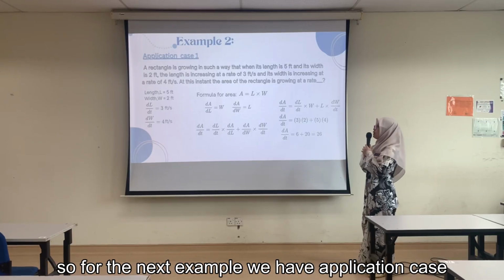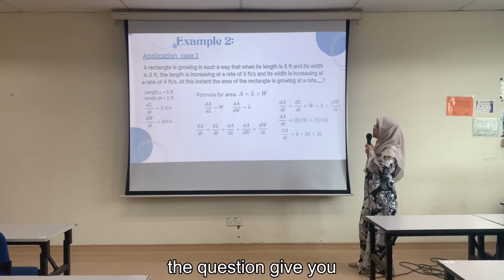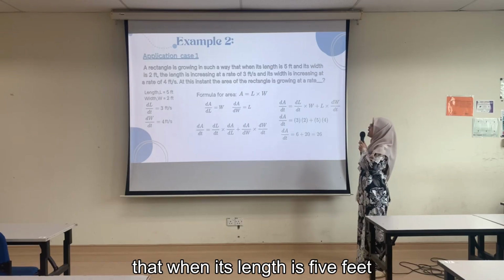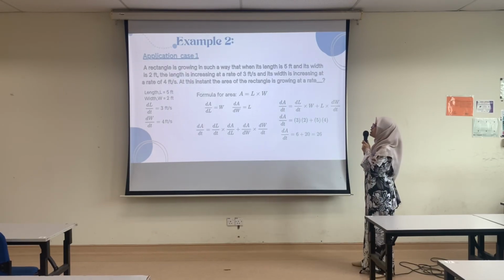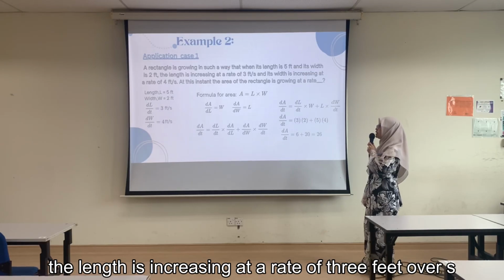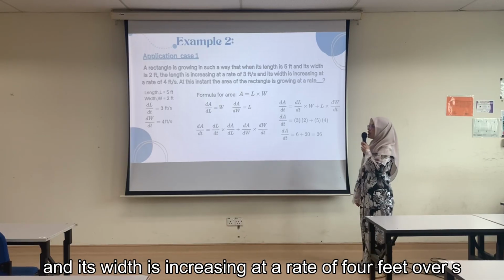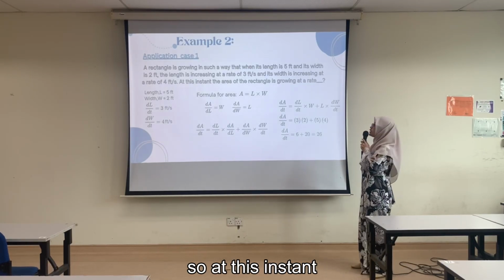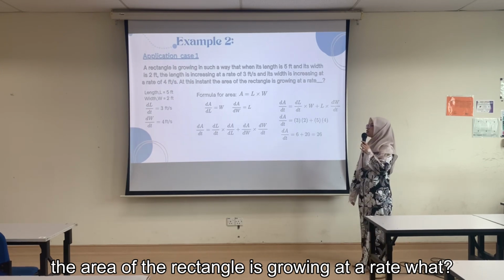So for the next example, we have application case. The question gives you a rectangle is growing in such a way that when its length is 5 feet and its width is 2 feet, the length is increasing at a rate of 3 feet per second and its width is increasing at a rate of 4 feet per second. So at this instant, the area of the rectangle is growing at a rate of what?